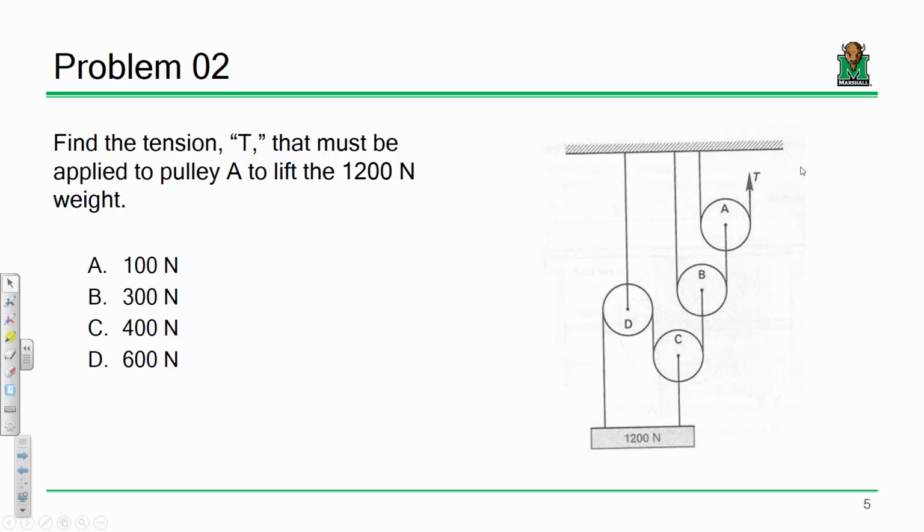Typically you're going to start at the pulley, or at where you're grabbing the rope. Here I've got a series of pulleys, and I'm trying to find the tension that would be applied to pulley A to lift this 1,200 Newton weight. Here's my hand yanking this. How much do I have to yank to counteract this 1,200 Newton weight? So I'm going to start off with pulley A. Here's pulley A, and I have a rope going like this. Whenever you have a pulley, if this is tension, that's tension as well. It's the same tension throughout the rope.